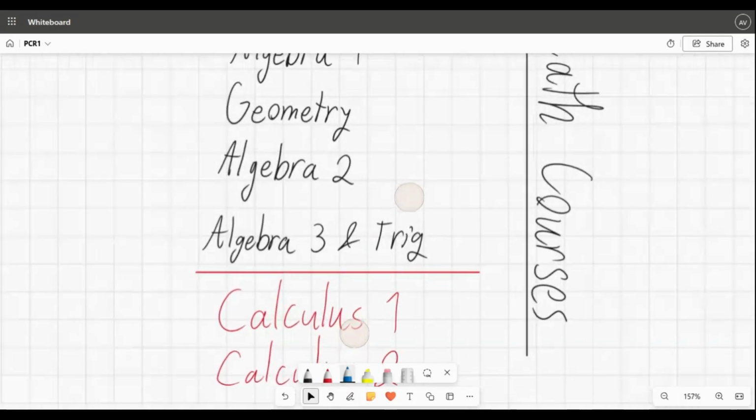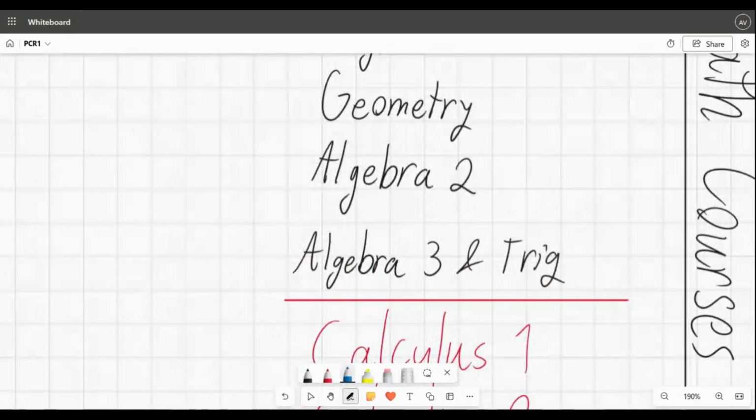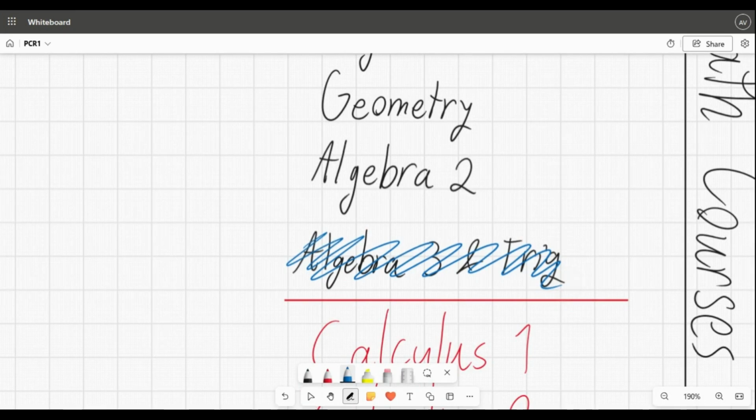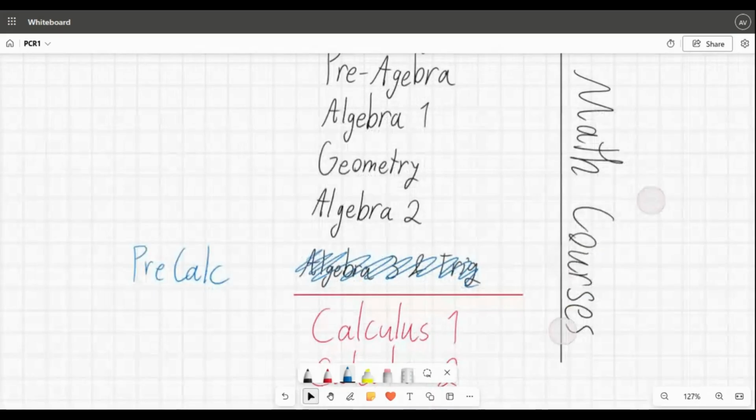And you'll notice in this list, I don't have pre-calculus, because it's really just algebra 3, which is just algebra 2, but a little more, and then trigonometry. So that's really all pre-calculus is.